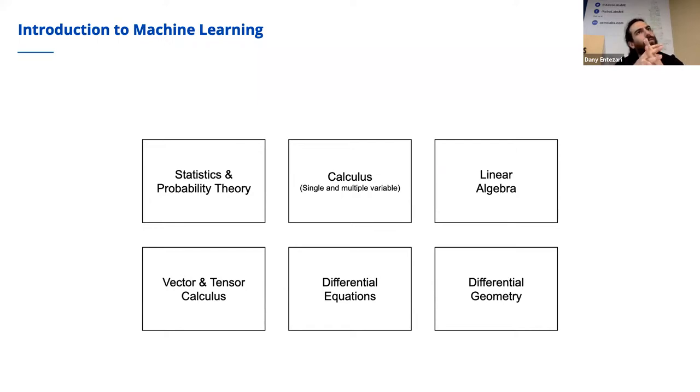Now, for those of you who do have experience with programming, it might sound strange for me to say this to you, but mathematics is more intuitive than programming. Okay, you might disagree, and I would have disagreed with you several years ago.